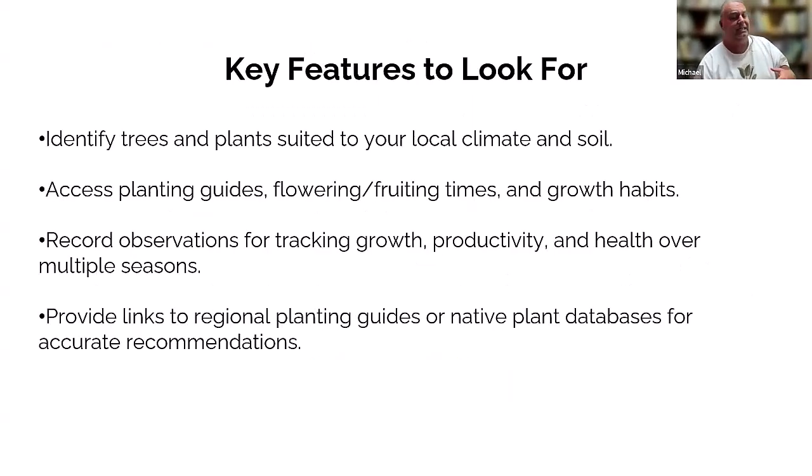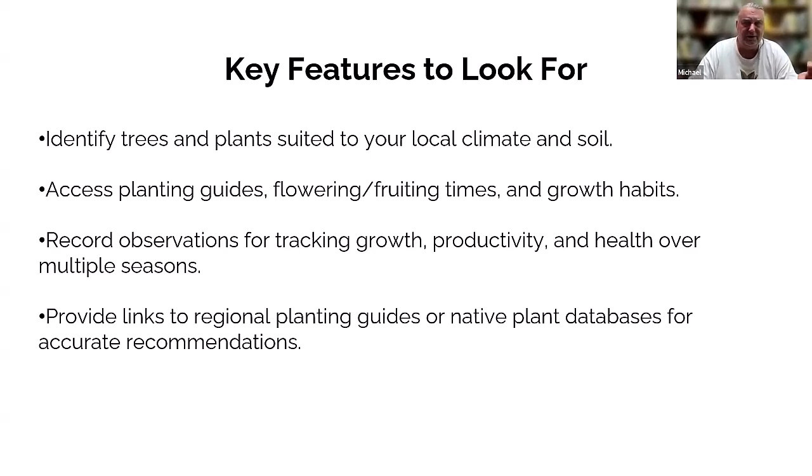So, key features to look for in these particular apps: things that can identify trees and plants suited to your local climate and soil. There are actually some interesting apps out there that allow you to do that. There's not a huge amount of information in them, and that's just due to time, funding, and all sorts of other things. But there are some really interesting ones as far as Australian natives are concerned, which is really cool. Access planting guides, flowering and fruiting times and growth habits, and record observations for tracking growth, productivity, and health over multiple seasons. Again, getting more data over time, and providing links to regional planting guides or native plant databases for accurate recommendations.